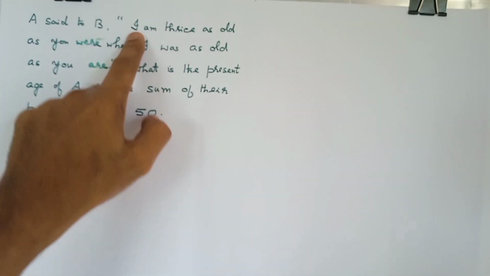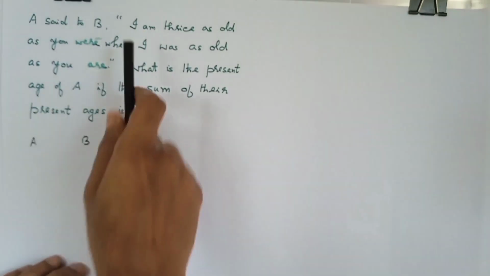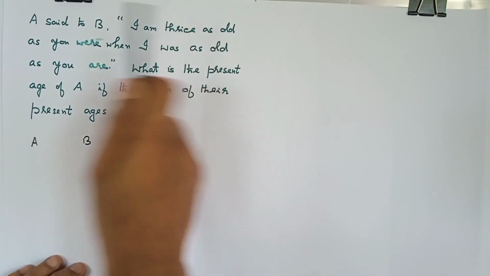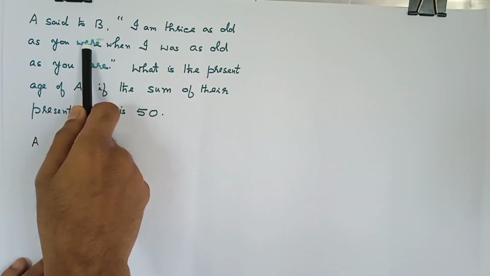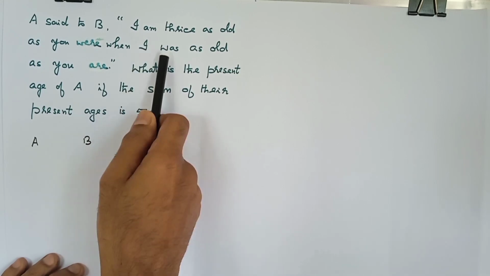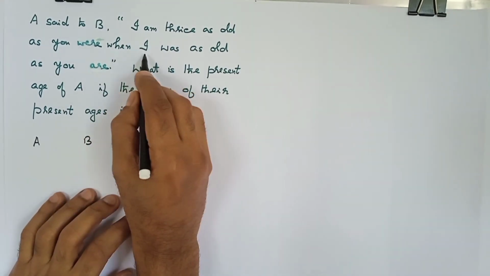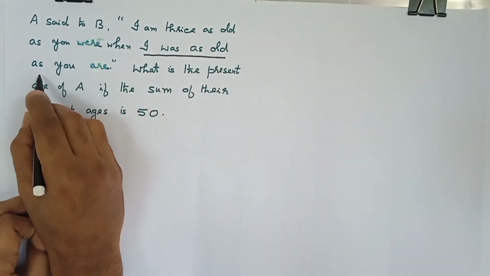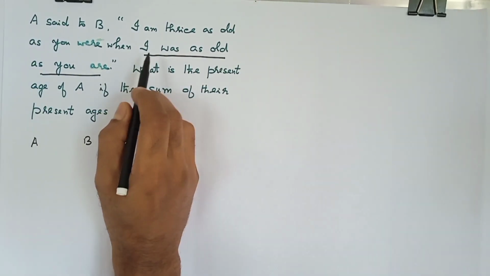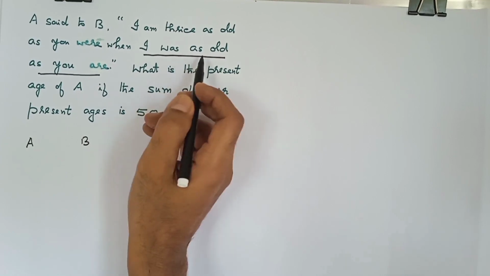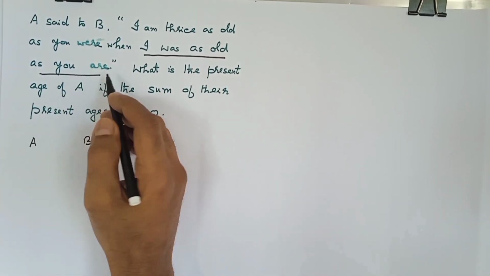So this sentence you can read as A is thrice as old as B was when A was as old as B is. You look at this part. This means what? A was as old as B is. What does that mean? A had already reached the age of B sometime back in the past.